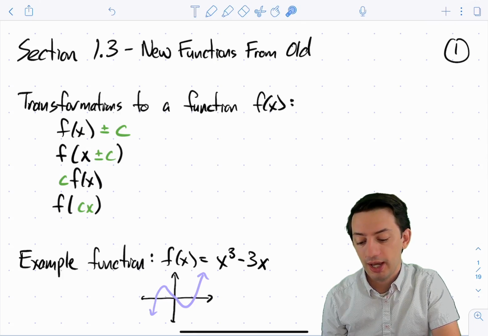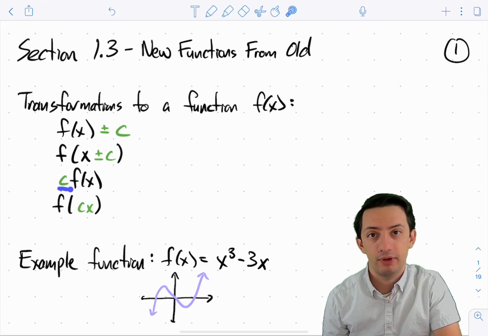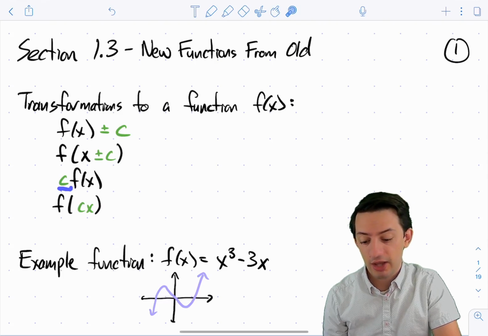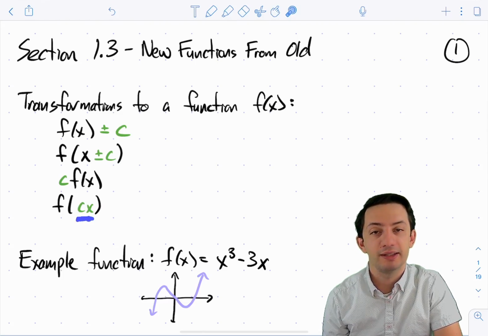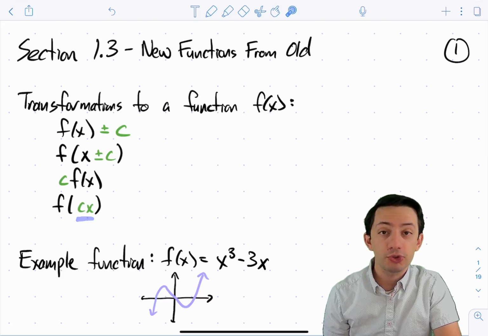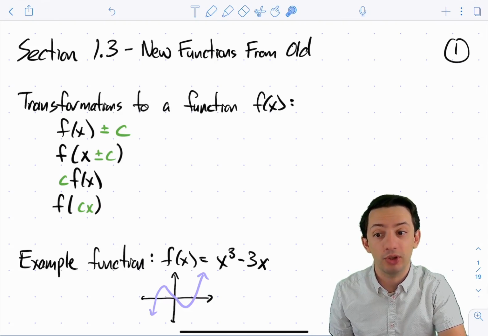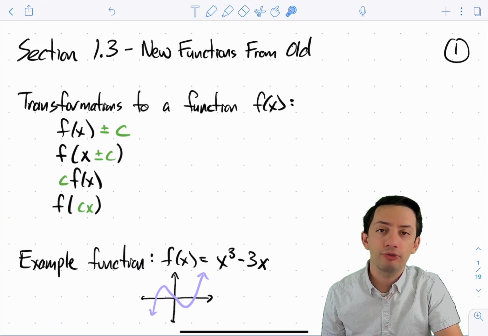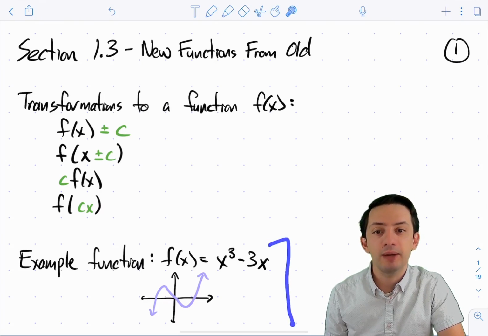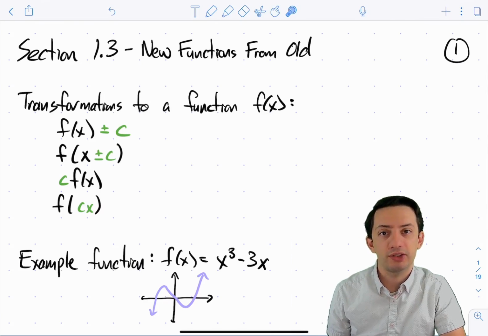The third is multiplying a function outside. And the fourth is multiplying inside. All four of these do slightly different things to a function, but when you combine the power of these four, you can do a lot. I'm going to show you what all four of these do, and I'm going to use this example function for the next bunch of slides.